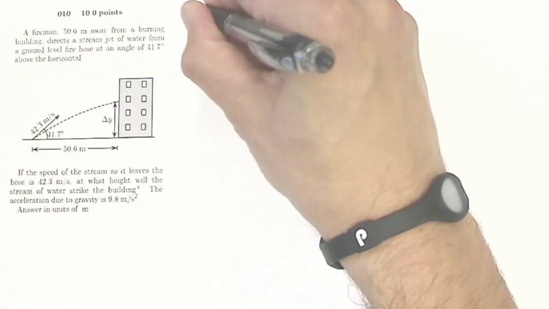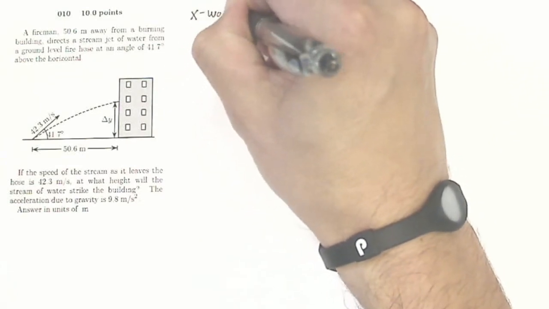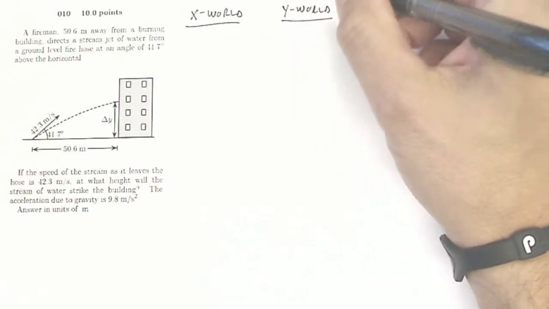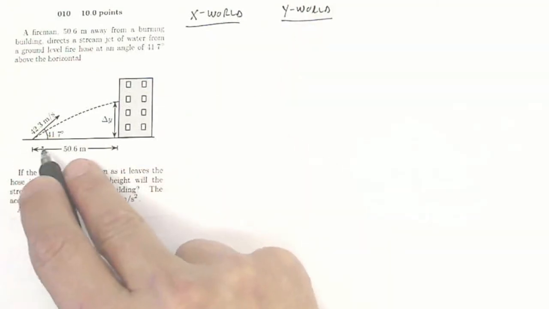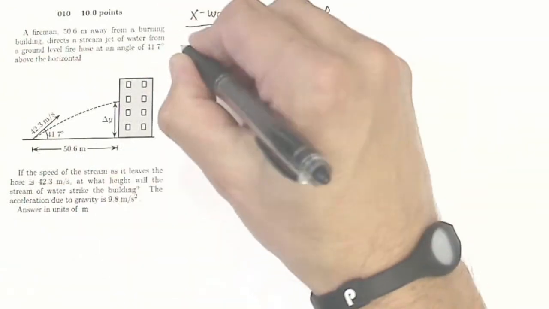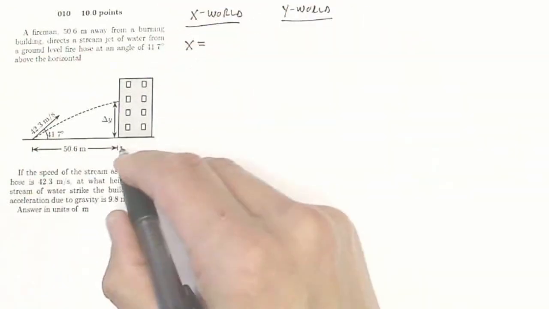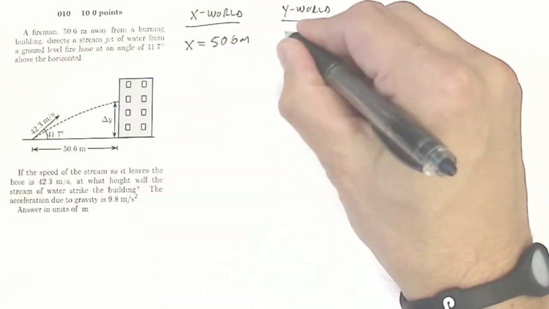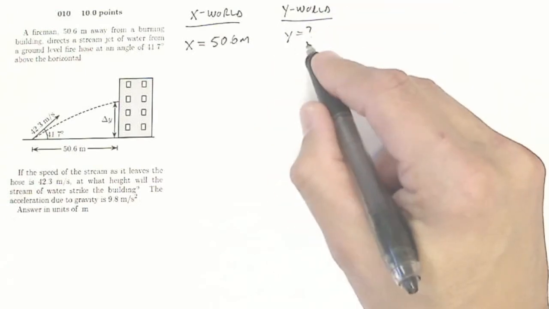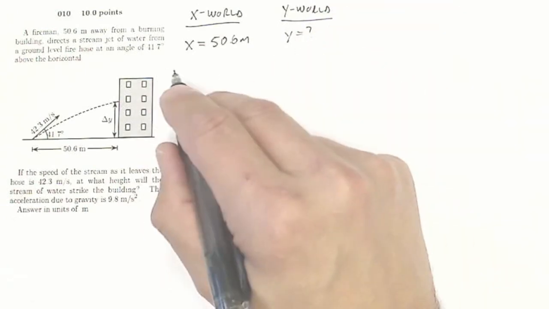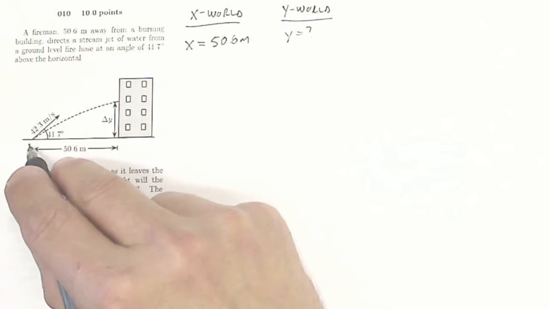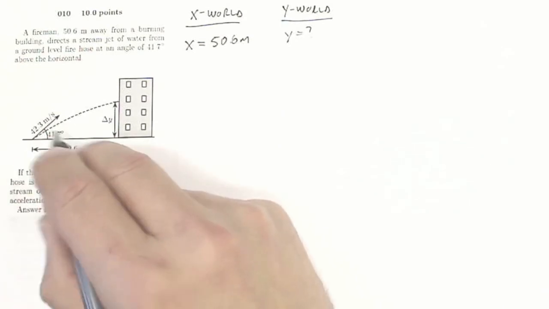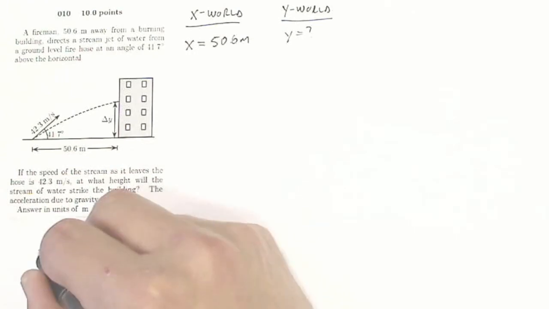So let me just look right away at X world and Y world. 50.6 meters, that's how far the stream of water needs to go. So that is my displacement in the X world. This is horizontal, 50.6 meters. Y world, Y is what I'm looking for, so I'm just going to write Y equals question mark as a placeholder. I have 42.3 meters per second at an angle of 41.7 degrees. What can I do with that?